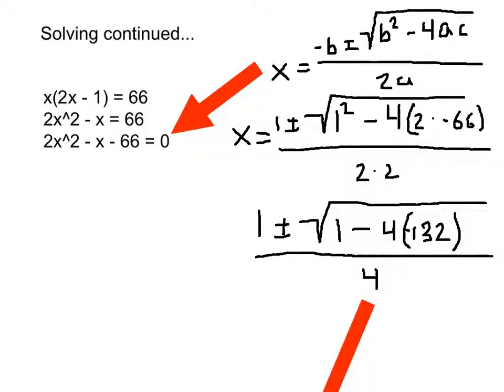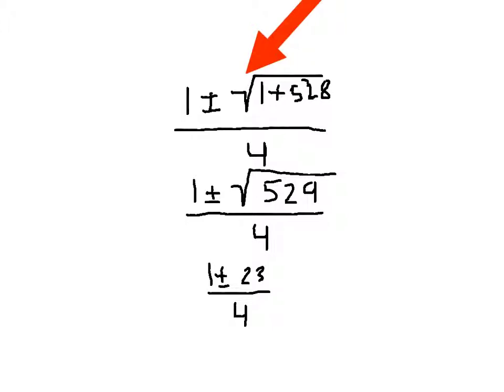So here's the multiplication that we did, negative 4 times negative 132. I'll show you the next step. Now we have 1 plus or minus the square root of 1 plus 528, as you can see. Here we have this, and that is 528. Now we're going to add 528 to 1, and we get 529. So the square root of 529 is 23. So you have 1 plus or minus 23 all over 4.